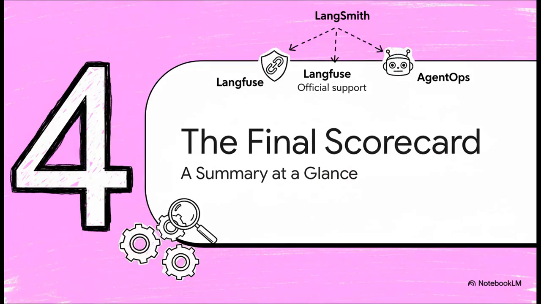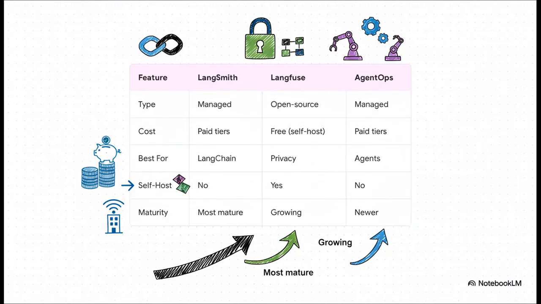So to bring it all home, let's look at a final scorecard that puts all the key information in one convenient place. Think of this as your quick reference guide, your cheat sheet. You can see it all laid out here, right? LangSmith is the mature, managed tool that's a perfect match for LangChain users. Langfuse is the open-source, self-hosted champion for anyone focused on privacy and cost. And AgentOps is the laser-focused, managed tool for developers building AI agents. You see, each one has a very clear, well-defined lane.